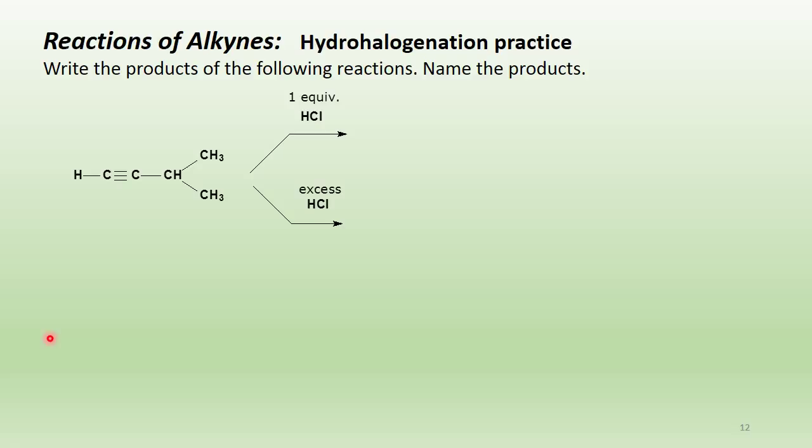Let's get some practice with hydrogenation of alkynes. So write the products of the following reactions and name the products. So here we have 3-methyl-1-butyne with one equivalent of HCl. Let's think through the mechanism. Hydrogen adds first to the less substituted carbon, Markovnikov's rule. Chloride adds second to the opposite side.